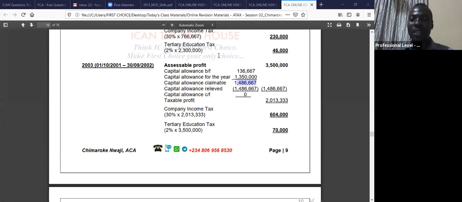Now, the law says that if you do 2/3 times 3,500,000, you are getting 2,333,333 naira. You cannot be claiming more capital allowance than you have claimable. It means that your 2/3 is bigger than this. What it tells you when you do 2/3 and it's bigger than this is that you can claim everything. That is what it is telling you.